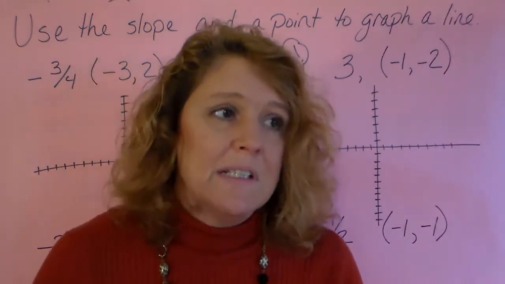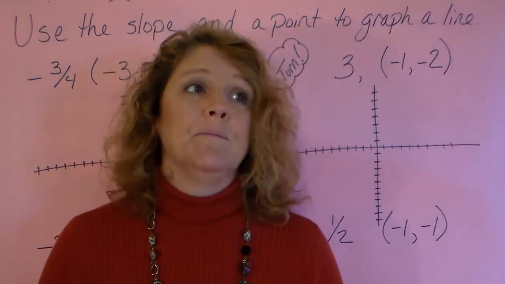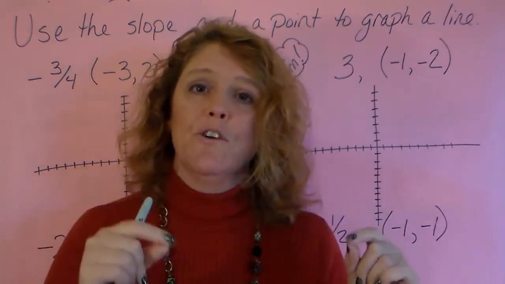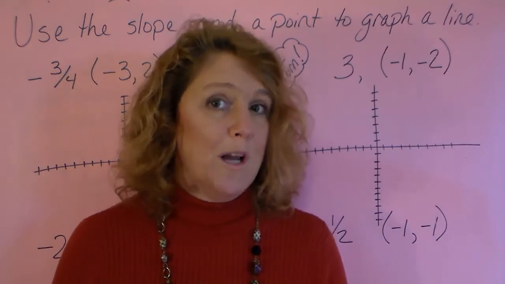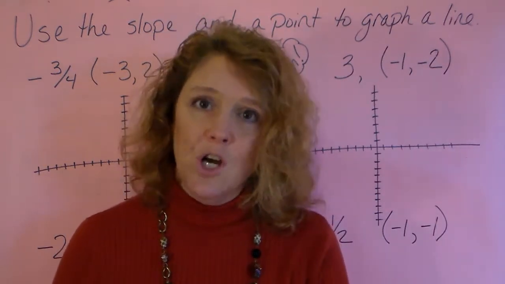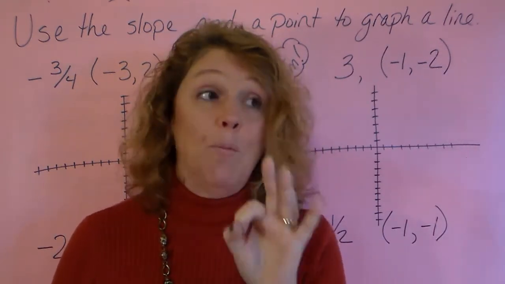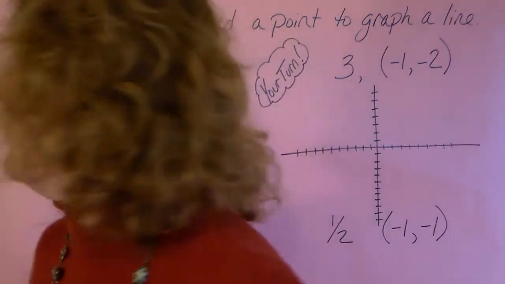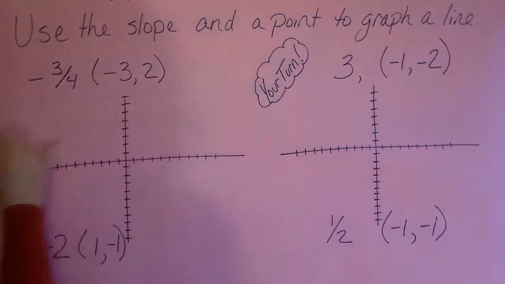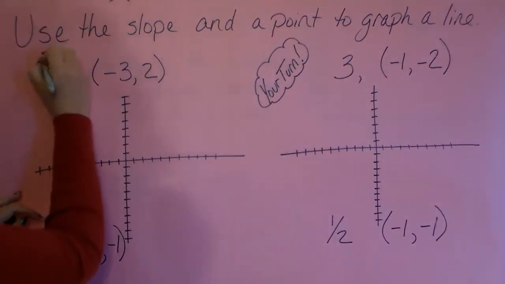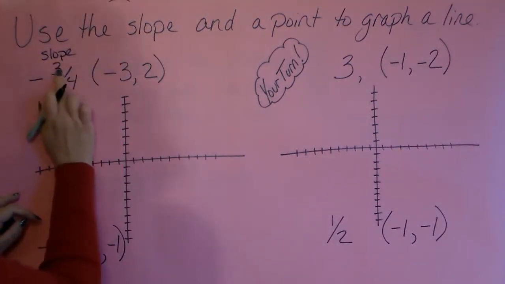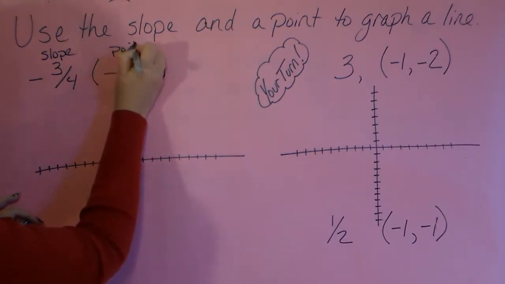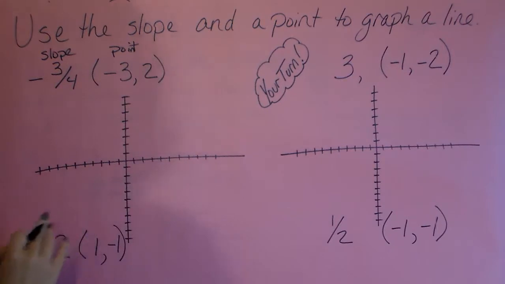Now, sometimes when we have graphed a line, we've needed to be able to understand 2 points. What if we only know 1 point, but we also know the slope? We can actually get from a point to the next point on the line if we know the slope. For example, this is our slope. We have a slope of -3 over 4, and we have a point that is -3, 2.